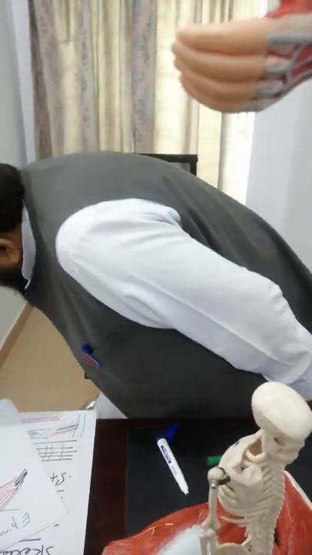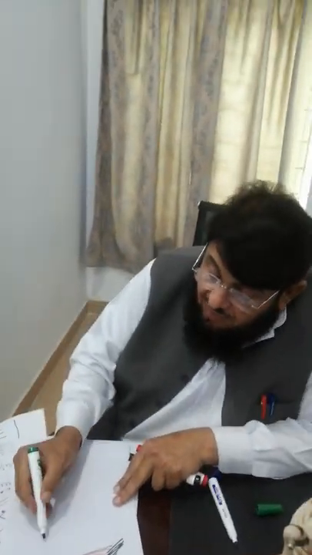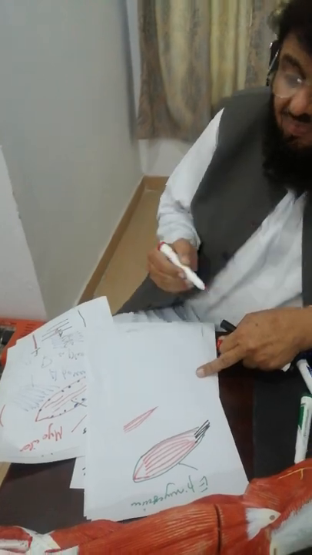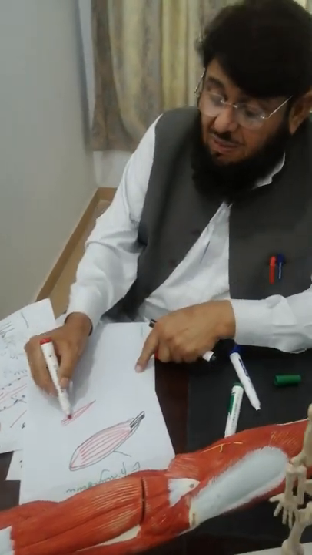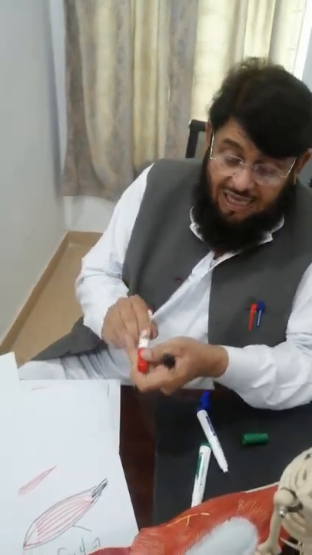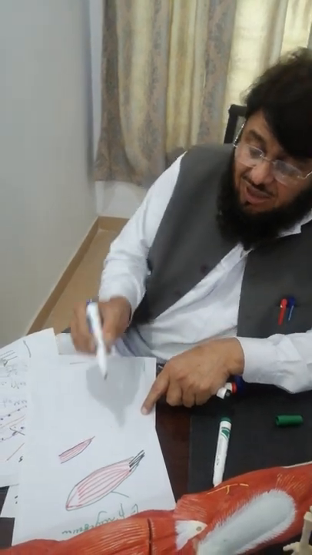So in this way, just look, one bundle of muscle fibers. This is being called as a muscle bundle or muscle fasciculus. And this fasciculus is also being covered by a thin membrane, that is being called as perimysium.